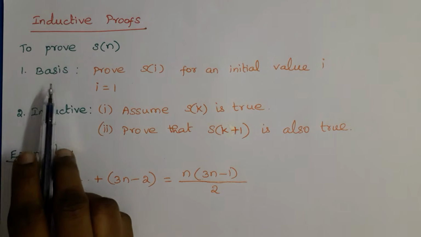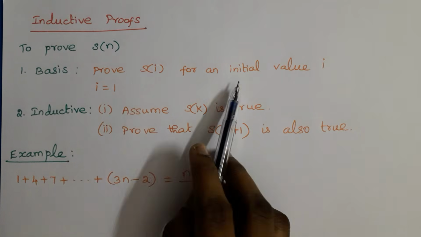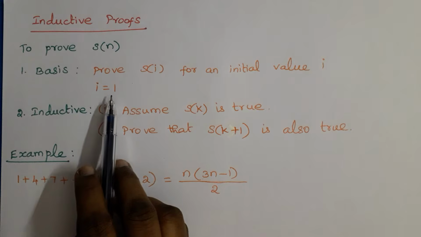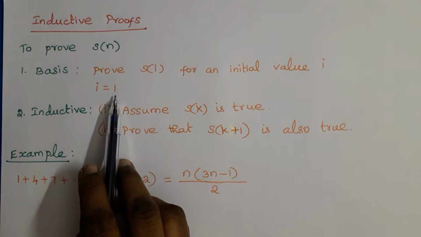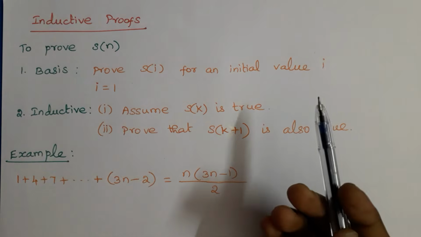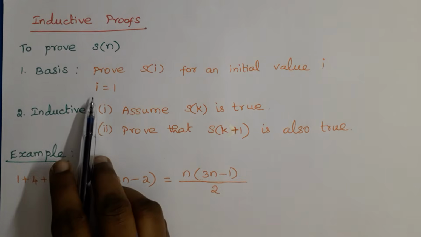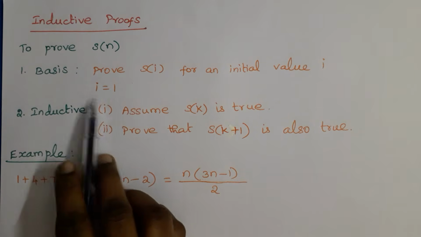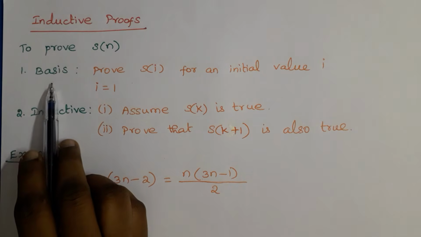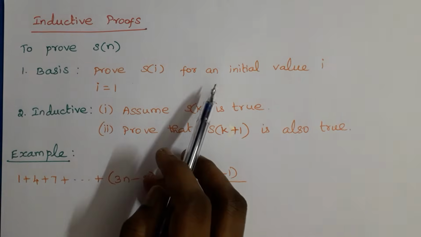One is the basis. Here, we have to prove that S of I is true for some initial value. So here I is 1, but it depends upon the problem. Sometimes if the problem says x is greater than or equal to 4, we need to prove something, which means the initial value of x is 4. So we have to choose the initial value based on the problem.